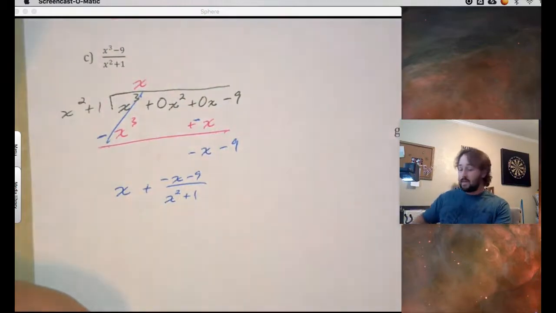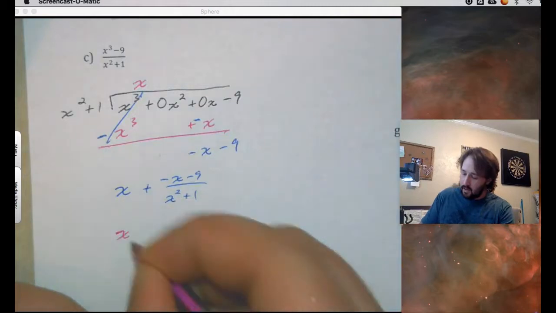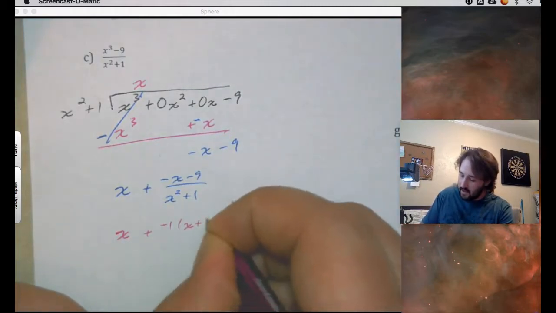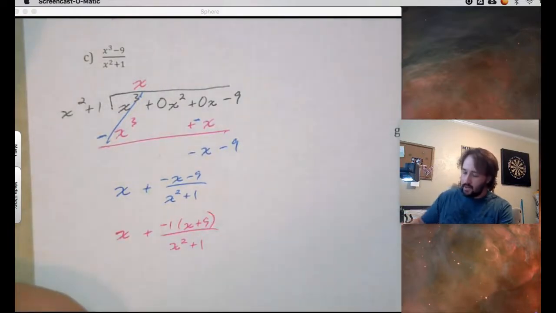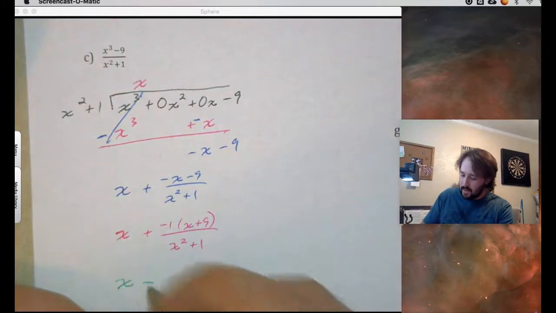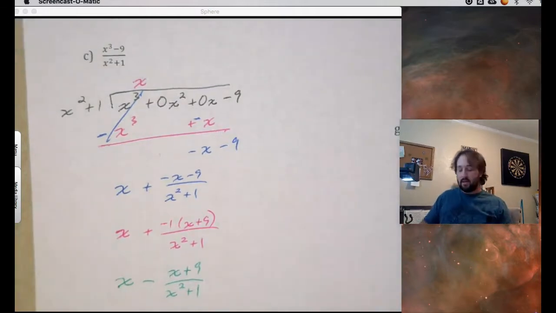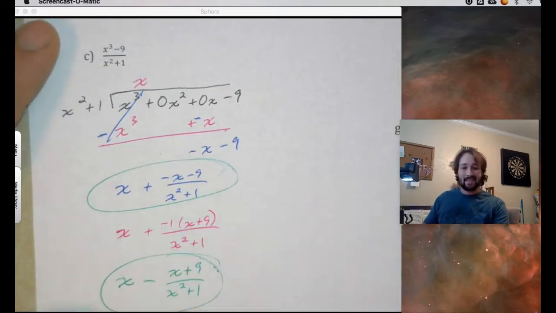Another way you can see this, Apex might, because they don't like you, factor out this negative up here. If I factor out that negative, this becomes x minus the quantity x plus 9 over x squared plus 1. They're making that whole fraction negative, such that they could distribute it back through both terms. This and this mean the exact same thing, so just be careful as you go through Apex.